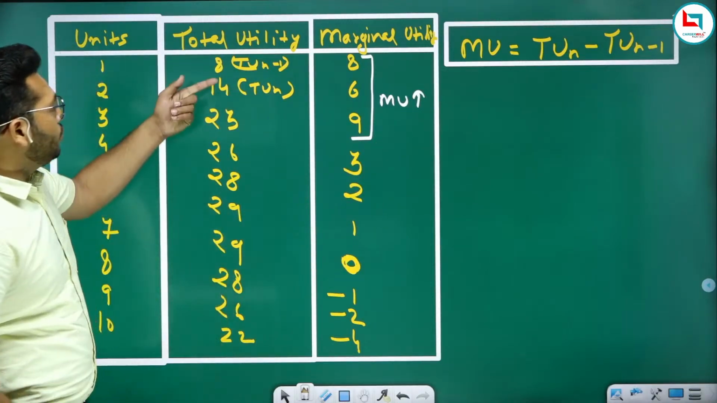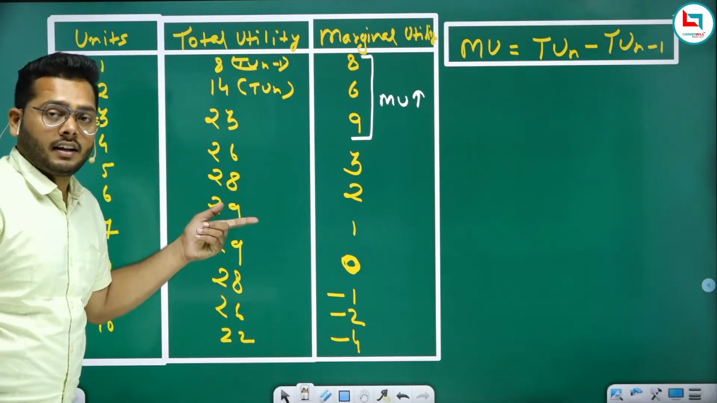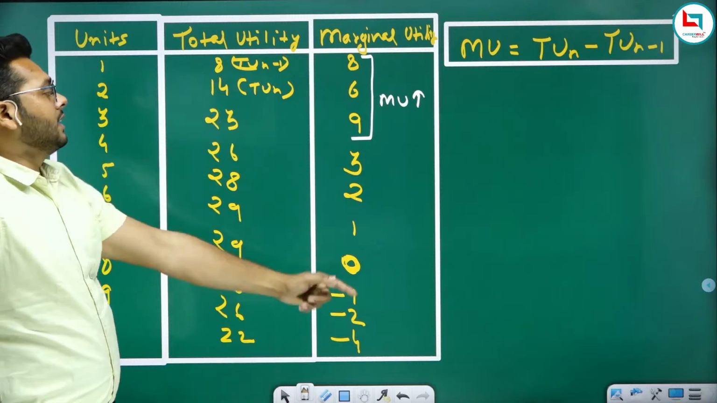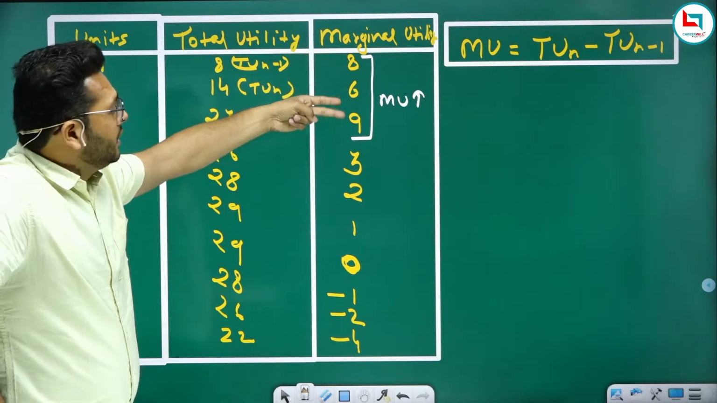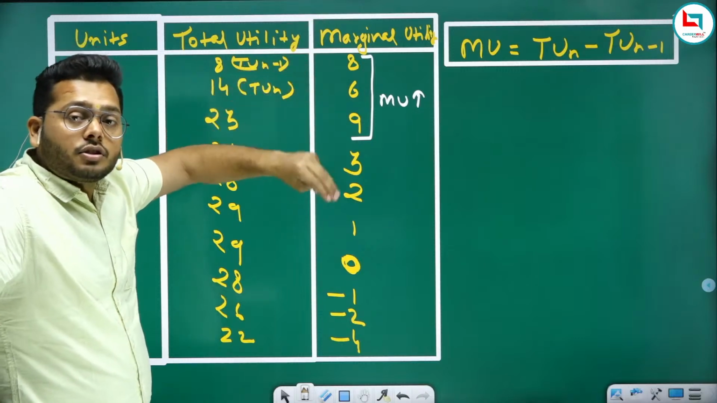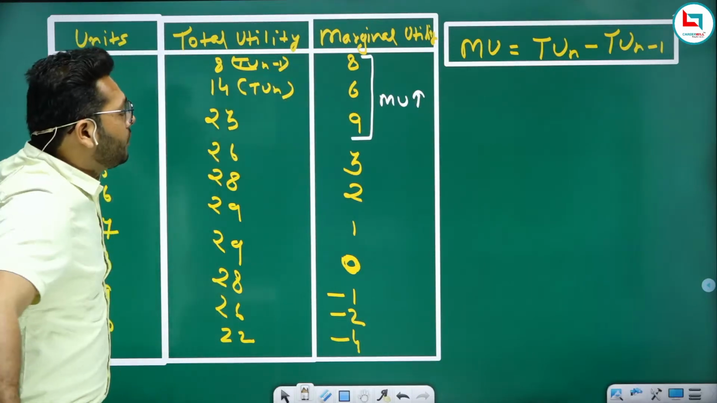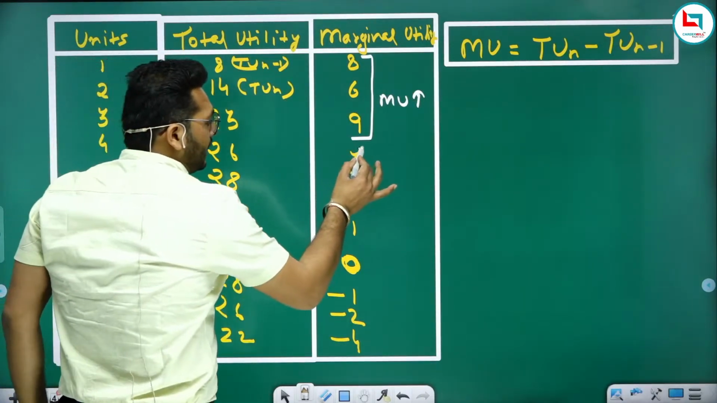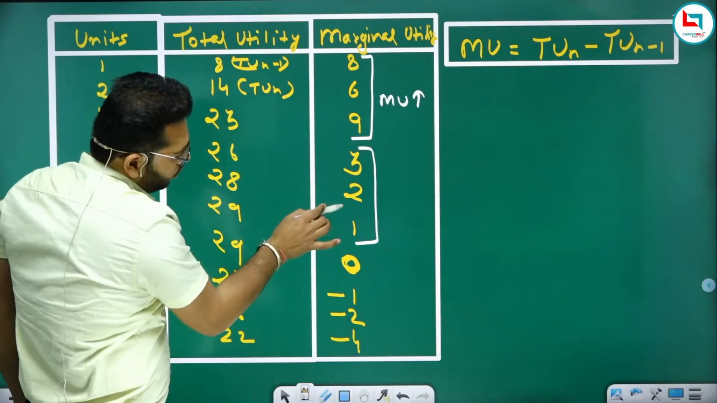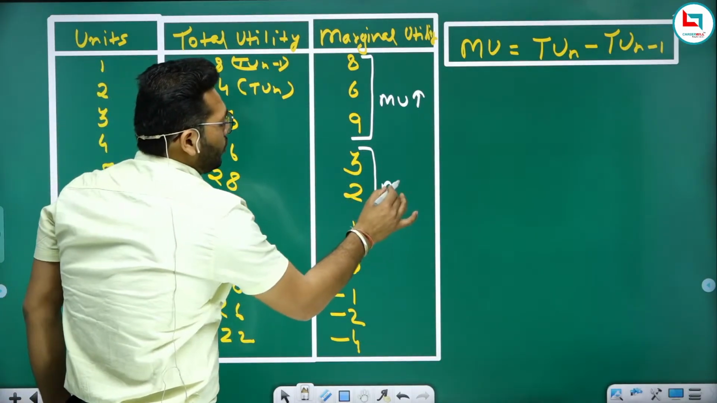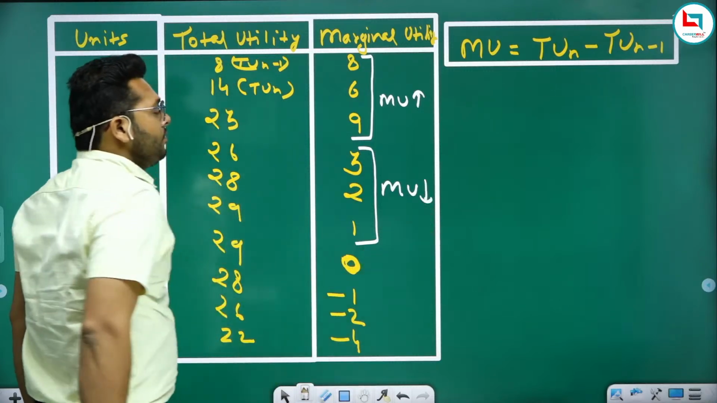When TU increases at increasing rate, it means what? 8 to 6 means 2 units, 6 to 9, it increases 2 or 3 units. After that, your MU is declining. You are getting 3, 2, 1. So your MU is declining.